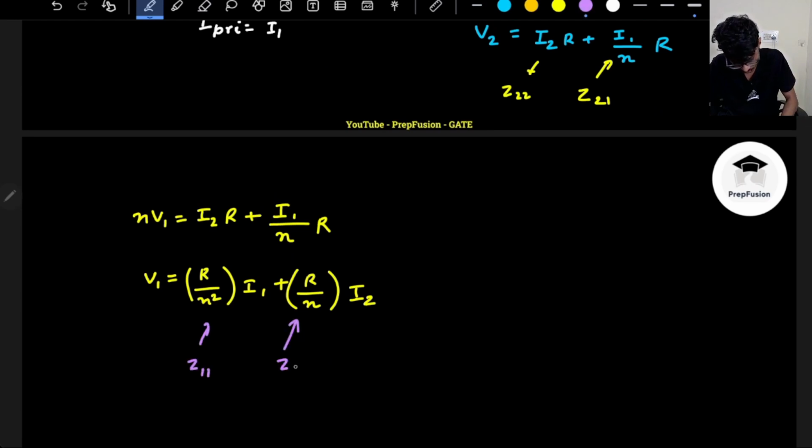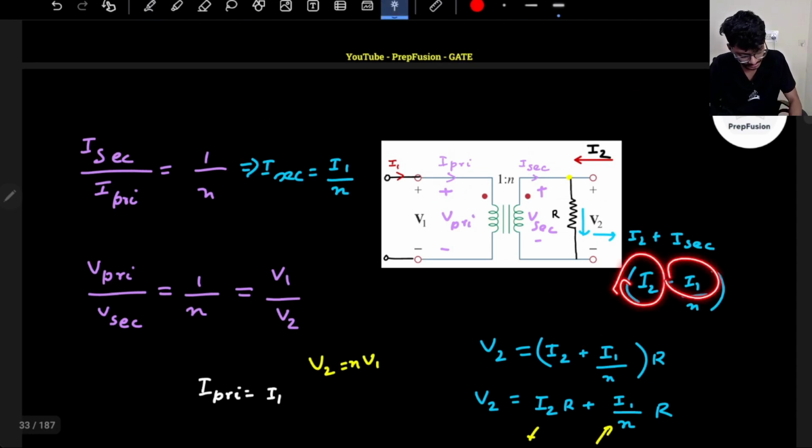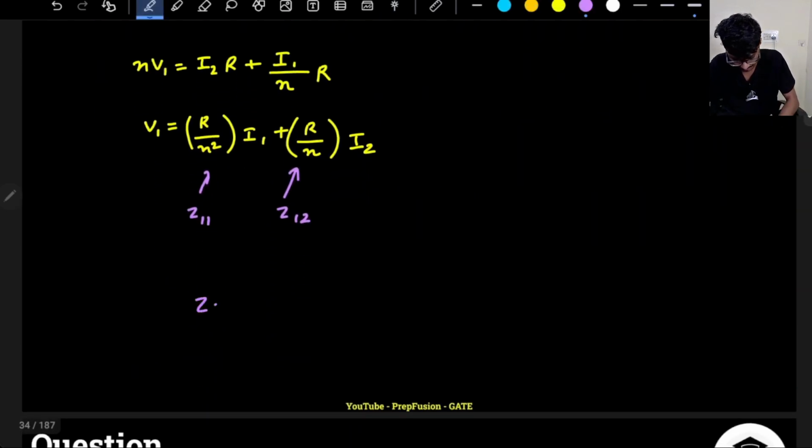So here they will exist, because my I1 is not directly some function of I2, since there is a secondary current and all those things. That's why Z parameters will exist. So my Z matrix I can write as Z11 will be R by N square, Z12 will be R by N.